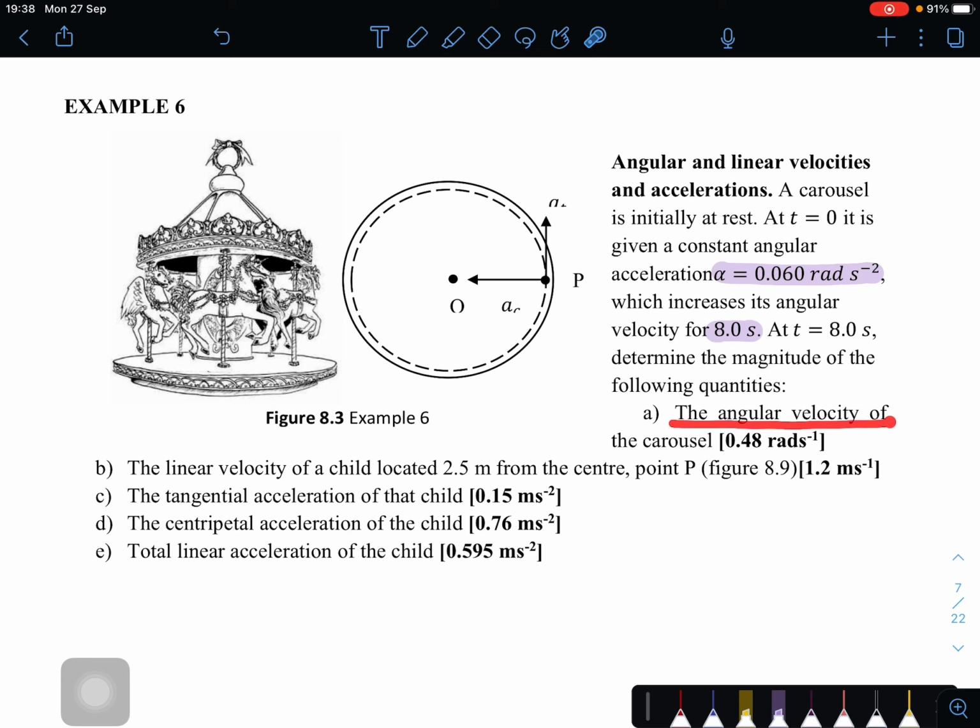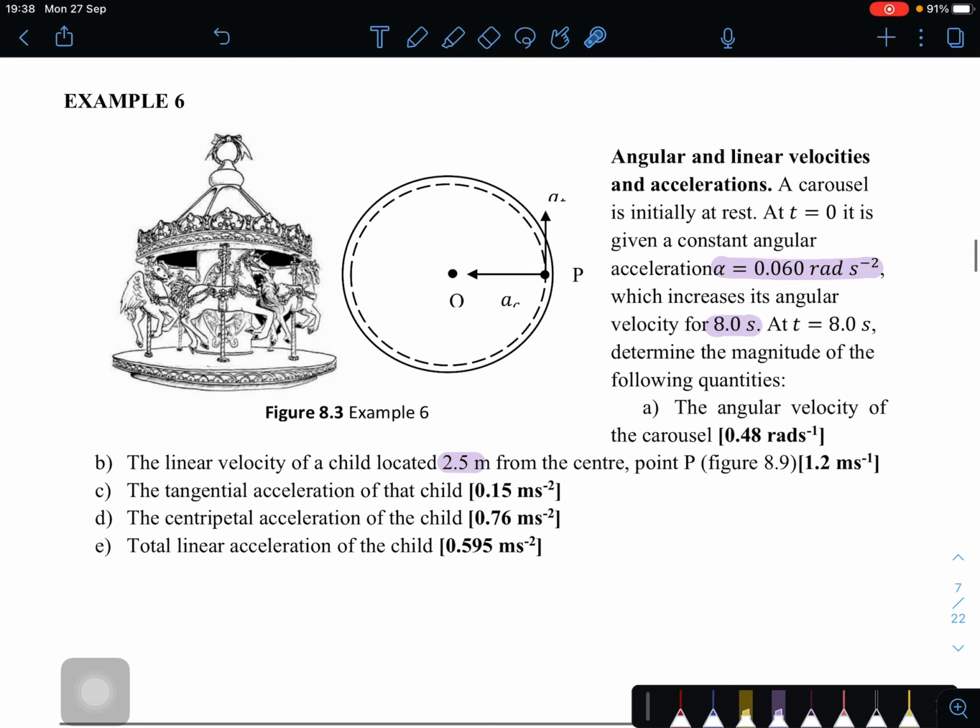First, the angular velocity of the carousel. Second, the linear velocity of a child located 2.5 meter from the center, which is at point P. The tangential acceleration of that child, the centripetal acceleration, and the total acceleration of that child. Okay, so now we have a carousel here, which is rotating. And then initially, it is at rest. So initially, it is at rest.